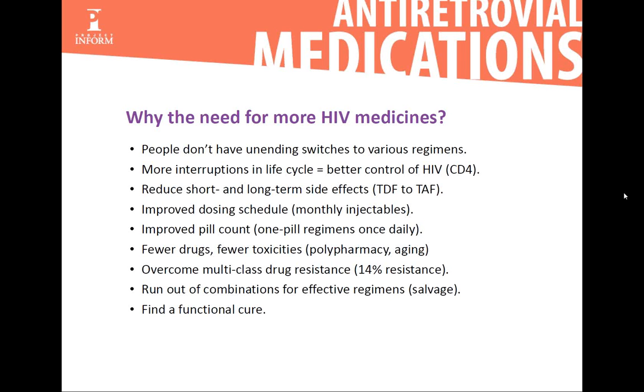Also, new medications may be developed to overcome class and multi-class drug resistance. The resistance is still an issue. About 14% of Americans living with HIV have some level of resistance to HIV medications. So this is important to develop new drugs around that. And then, obviously, trying to find a functional cure. So those are many, but not all, of the reasons for needing more HIV meds. Next.